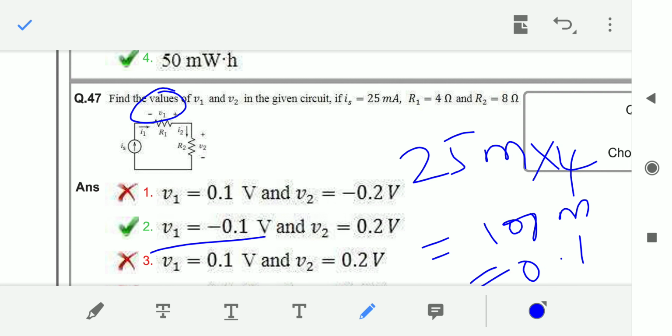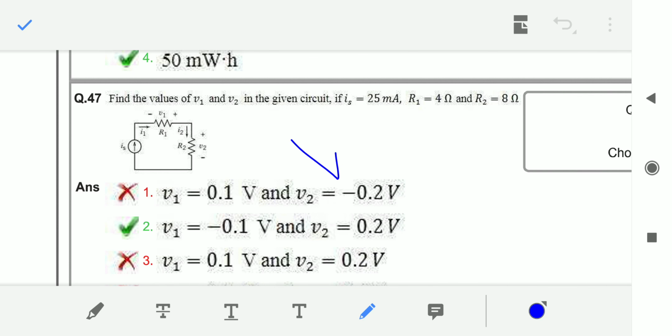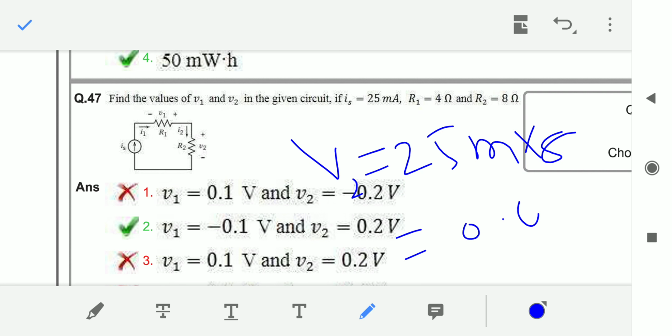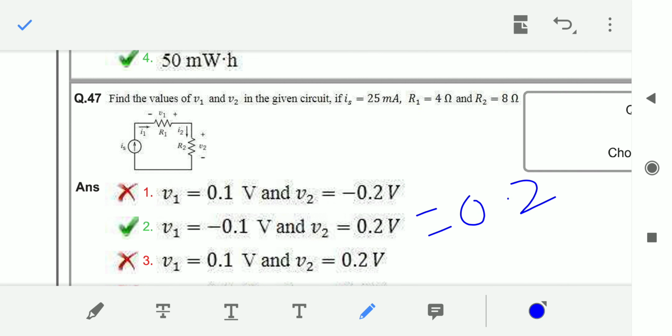And the voltage across R2 is nothing but V2. So V2 is equal to 25 milli into 8. Not 0.02, it is 0.2 volts. 25 into 8 is 200, and 200 into milli is 0.2. So the answer will be 0.2 volts, because the current is entering the positive terminal, so the voltage will be positive only. So the answer will be option B, that is option 2.